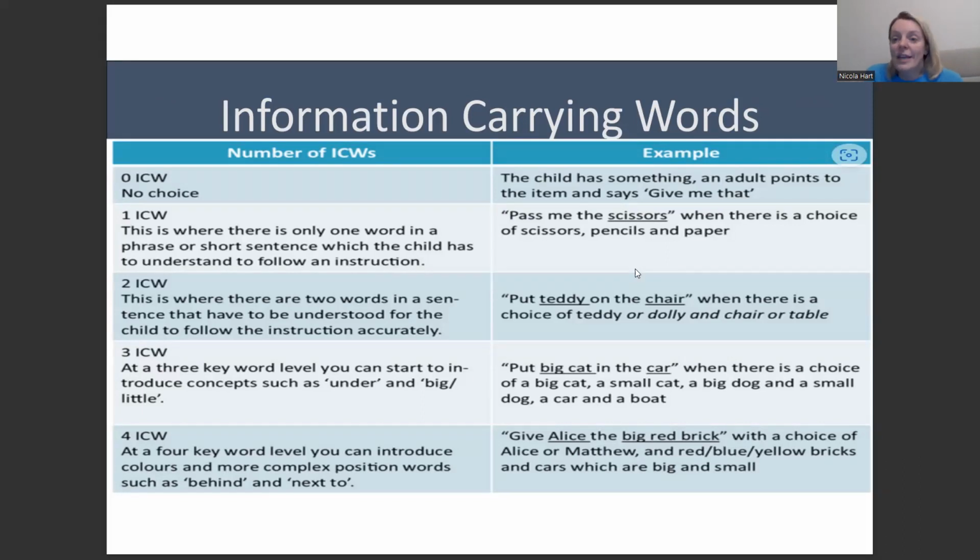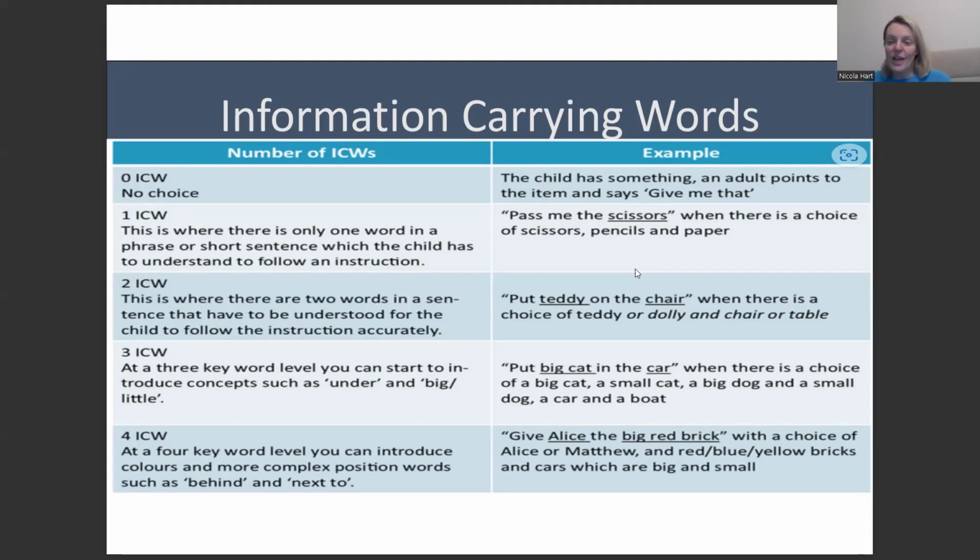So if you're giving an instruction, for example, and you have one object in front of your student and you say, give me that, they have no option but to give you something. It's out of context. They can give it to you. If you're working on the principle of one ICW, one information carrying word, and you were told by the speech therapist, as a teacher or an SNA or a parent, that your child is following a one word phrase or a short phrase, how do I do that? So you're only going to do a one information carrying word phrase.